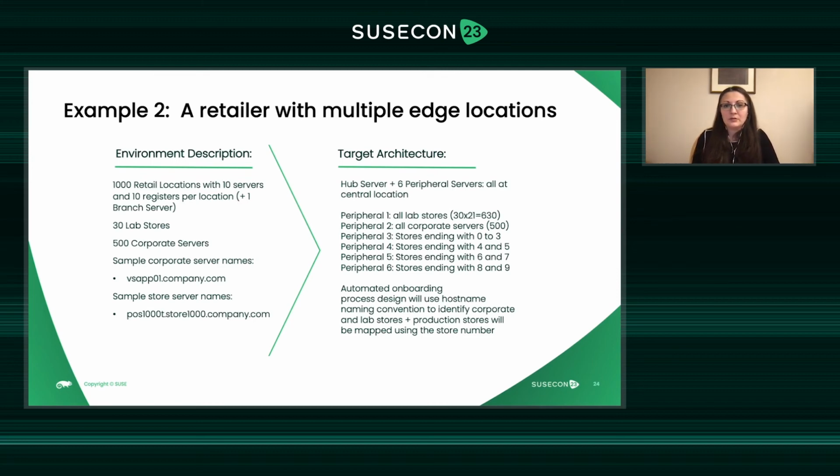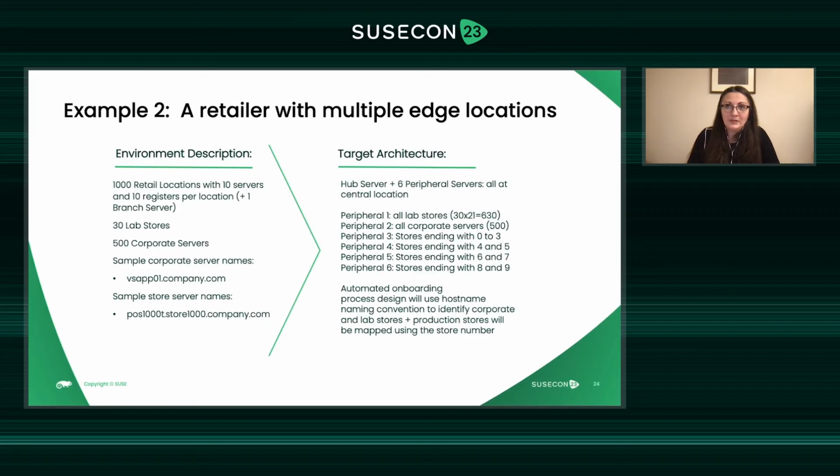So our automated onboarding process is going to actually use the hostname naming convention to identify which are corporate stores. For lab stores, you might use hostname naming convention or some other methodology, like, for example, if these lab stores are sitting in this IP subnet, then I know they're lab stores. Or they might have a hostname that starts with a particular number that tells the system administrators which are the lab stores. And the production stores will be mapped using the store number convention, right?